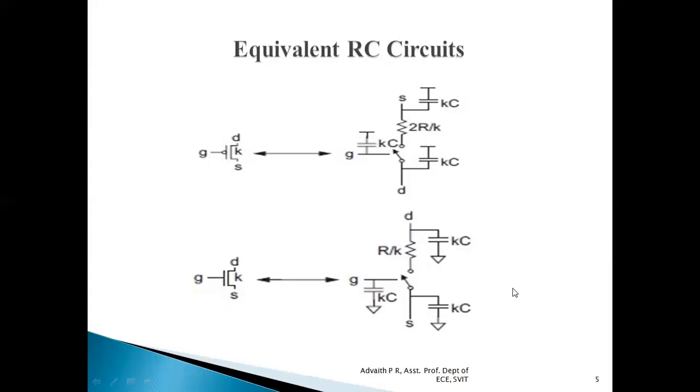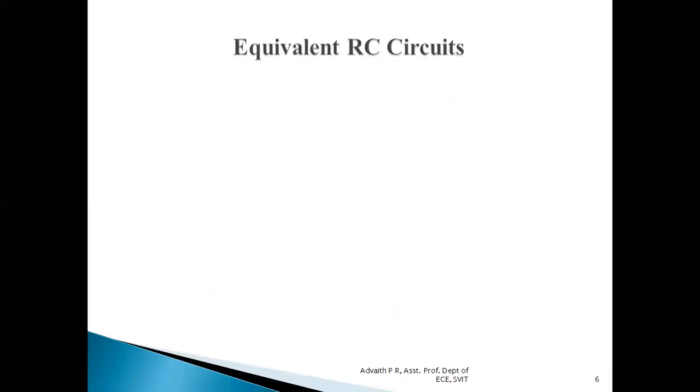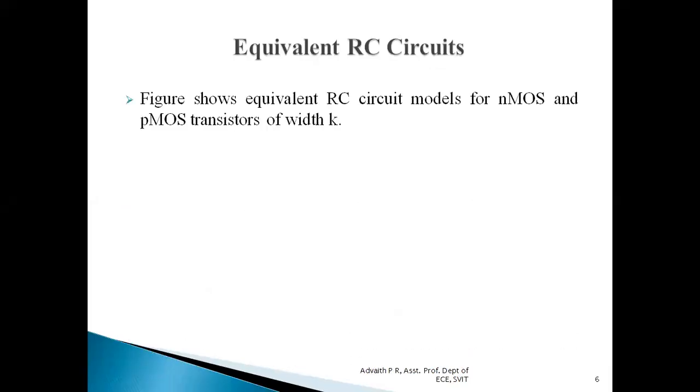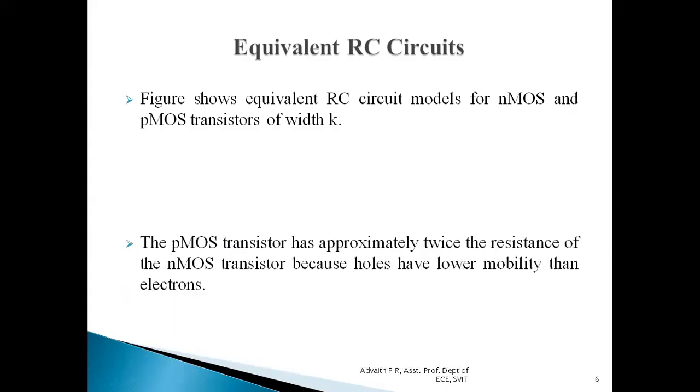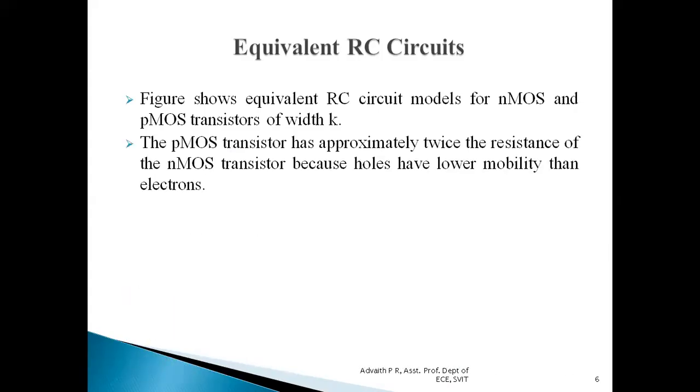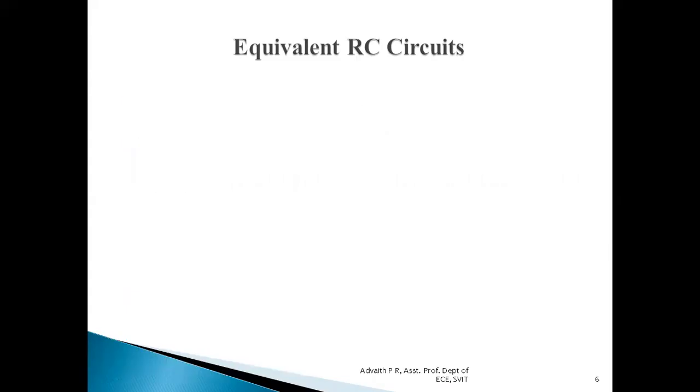The PMOS transistor has approximately twice the resistance of the NMOS transistor because holes have lower mobility compared to electrons. The above figure shows the equivalent RC circuit models for both NMOS and PMOS transistors of width K. The PMOS transistor, as I told you, has approximately twice the resistance of the NMOS transistor because holes have lower mobility compared to electrons.